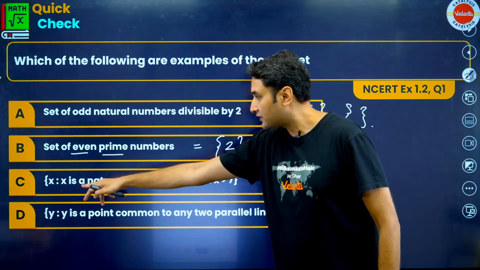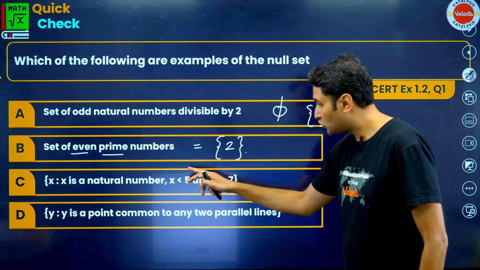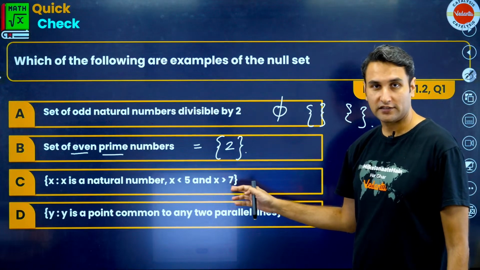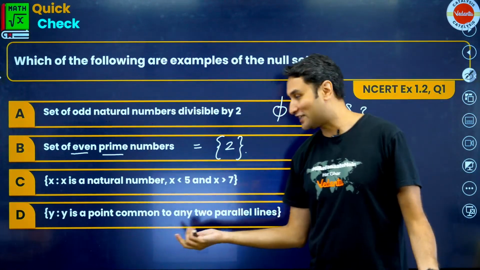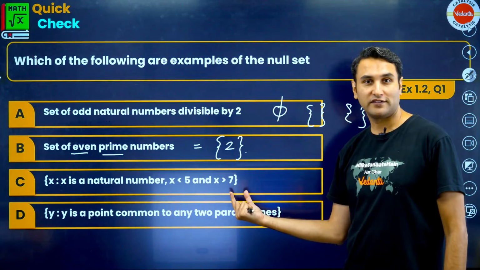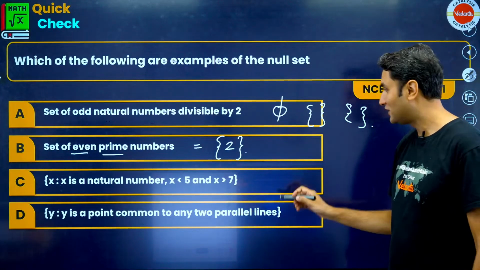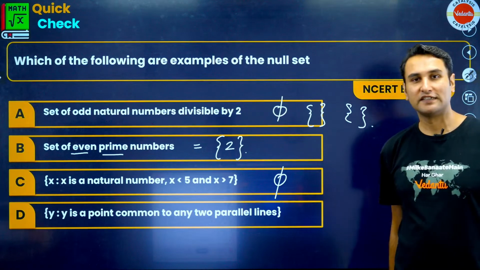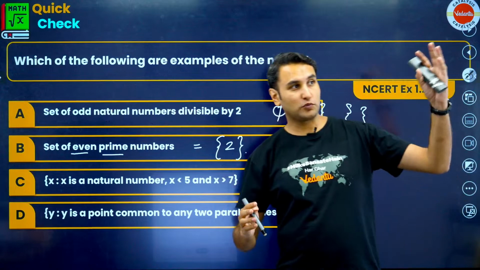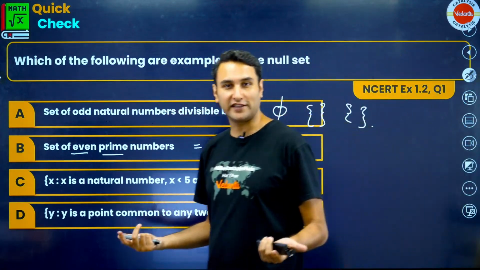Now, set of all x such that x is a natural number, x should be less than 5 and should be greater than 7. There is nothing which can be less than 5 and at the same time greater than 7 as well. It's not possible. The answer is phi, right? It's like being in two places at the same time. You should be in Tokyo, you should also be in San Francisco at the same time. Not possible, right?